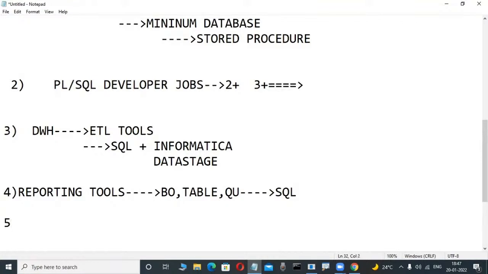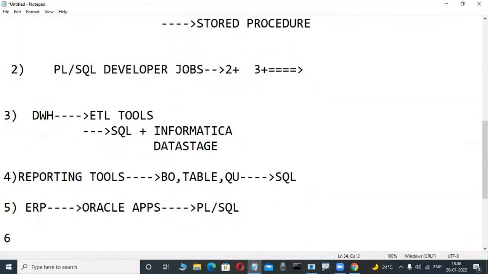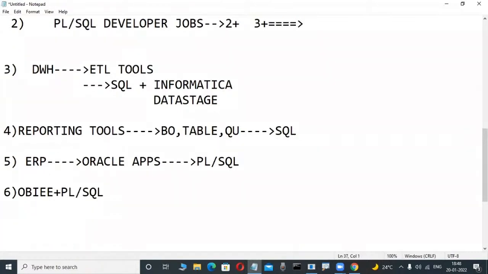Again, suppose some programmers are interested in the ERP side, Oracle Apps. What is Oracle Apps? It is an ERP, same as SAP. Oracle Applications 11i is there. These persons require very good knowledge of PLSQL. Those persons are also learning these courses. Again, there are OBI programmers. OBI is a product, and with PLSQL there are jobs. Those persons also learn these courses.